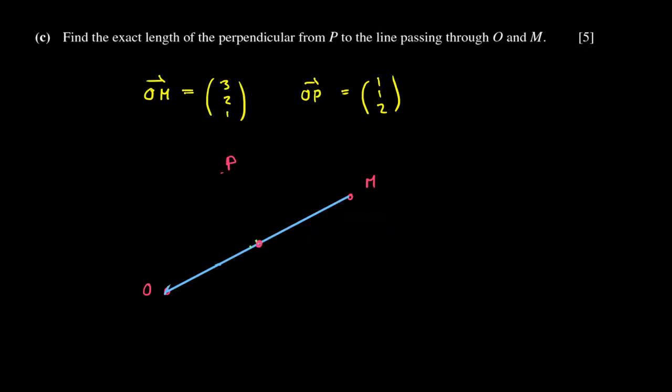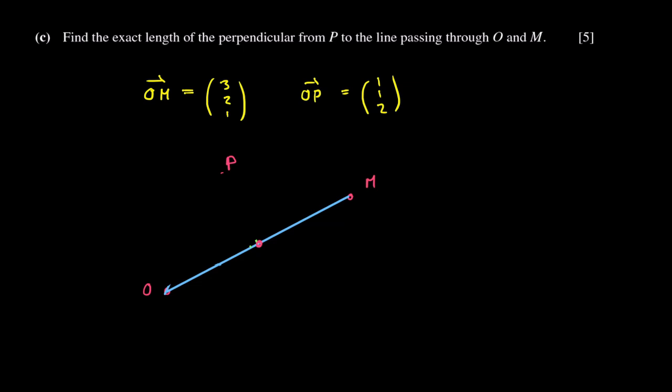Okay, here we are in part C. We want to find the exact length of the perpendicular from point P to the line passing through O and M. Now, I think in this particular question, the diagram given is probably not going to help you so much, but you should definitely draw your own diagram that has all the important points, right? Remember, vectors are visual things, and so diagrams really help you to understand them.